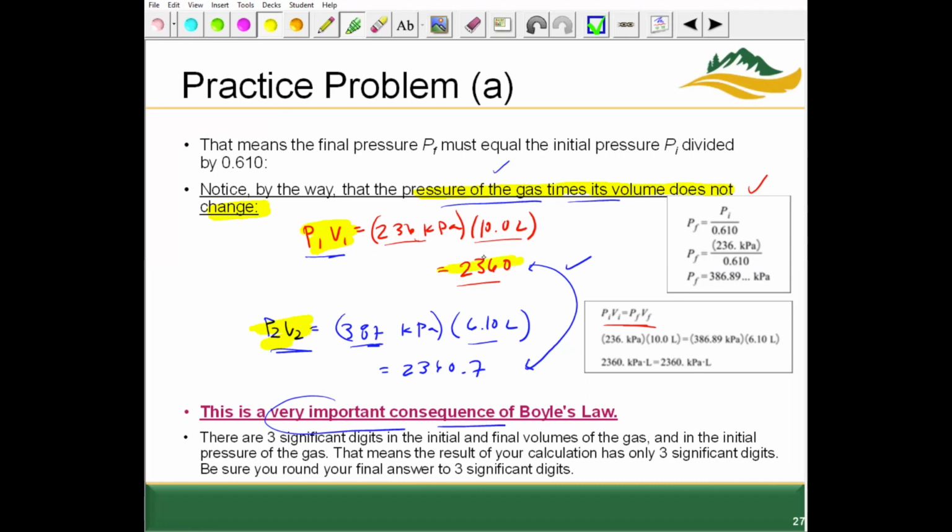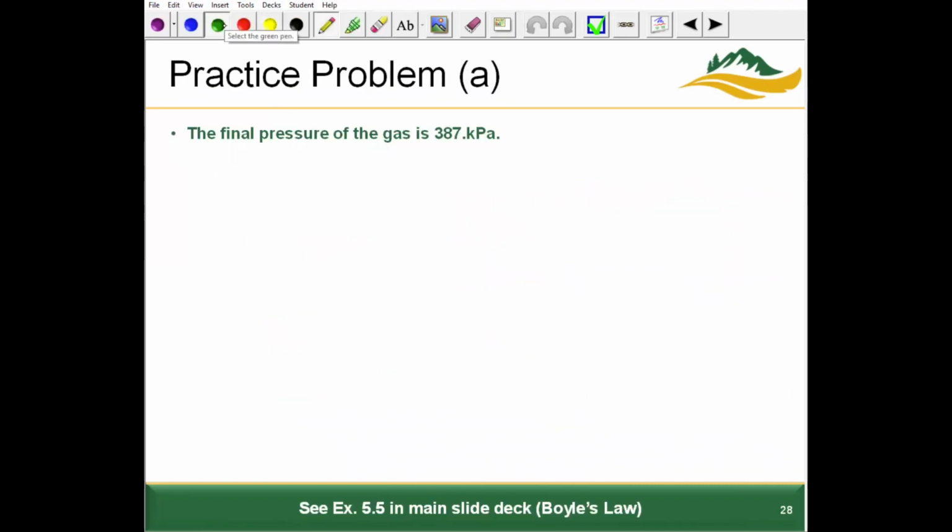They both still equal this same value here because, again, as the volume went up, the pressure had to go down. As the pressure went down, the volume had to go up. Then again, our final answer here is 387 kilopascals. There are some additional practice problems, again, in the main slide deck, per usual. Example 5.5 should directly relate to another example using Boyle's law.